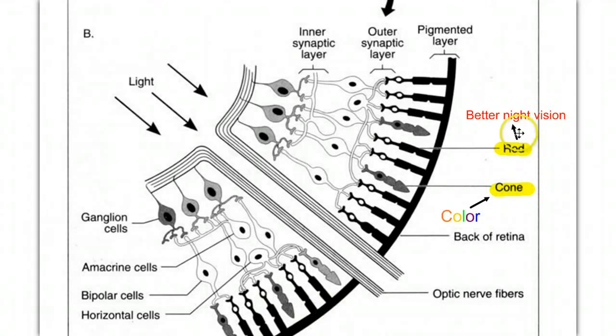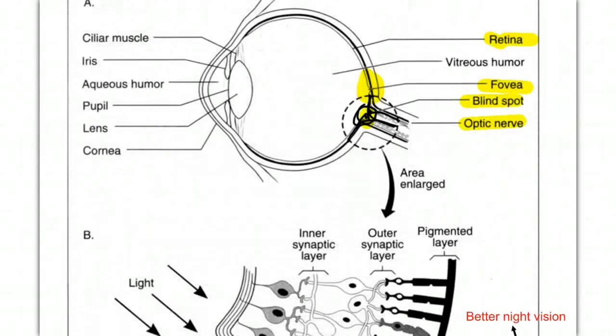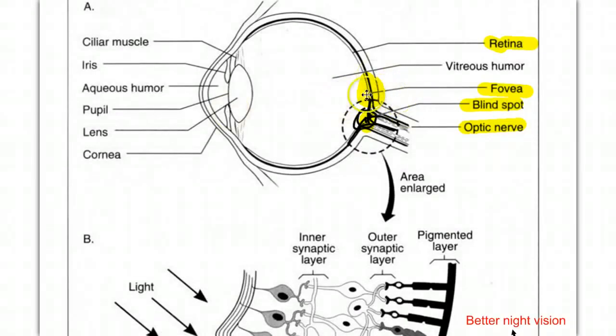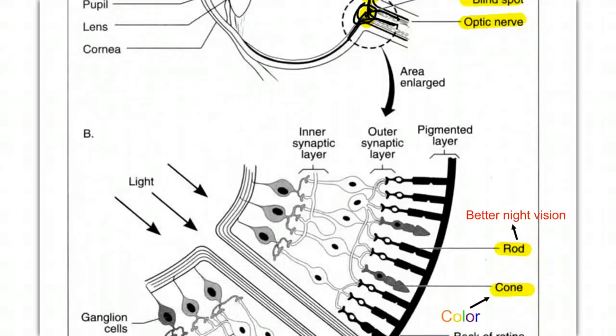And rods are better for lightness versus darkness, and it's what's responsible for having good or bad night vision. Animals that are nocturnal, that see well at night, have a much higher concentration of rods. And cones are for color. And in the center of our visual field, in the fovea centralis, we have a large concentration of cones for very sharp images.